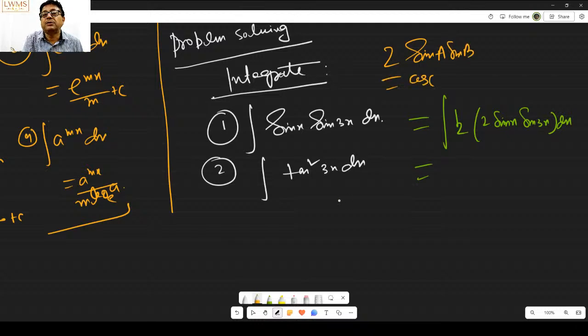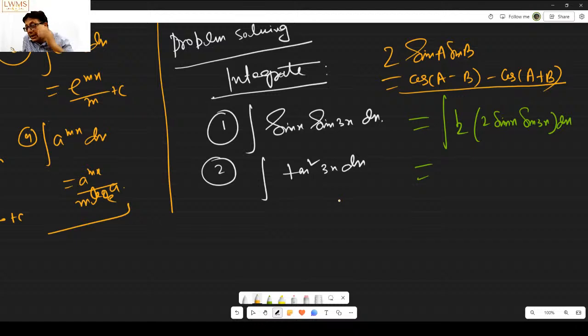2 sin A sin B is cos(A minus B) minus cos(A plus B). Use it and then integrate. Use it means it will be half into [cos(A minus B) minus cos(A plus B)]. I have got this one.